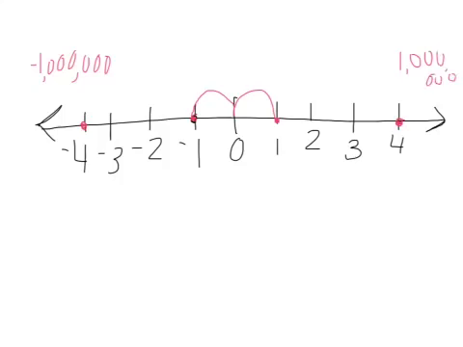This is important to know later when we start adding, subtracting, multiplying, and dividing positive and negative integers. Which makes it easy to remember that -1 and 1 are opposites, -4 and 4 are opposites, -1 million and 1 million are opposites, and so on and so forth.